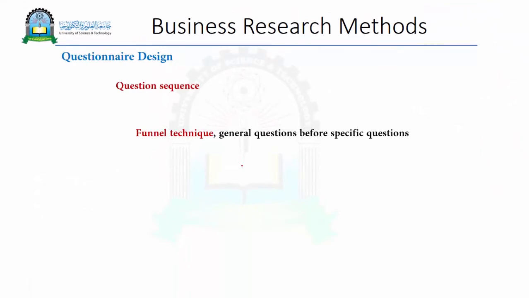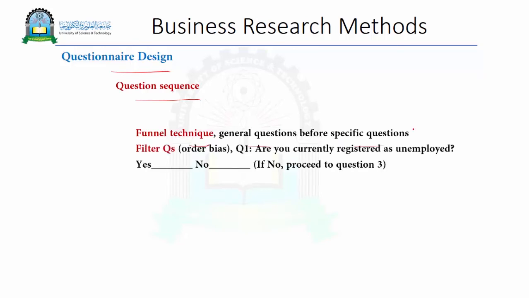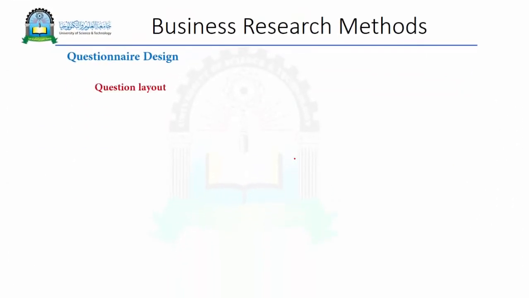Okay, so continuing with the questionnaire design and guidelines, the question sequence is very, very important to grab the attention of the respondents and make it easy to answer the questions. As I said, they are volunteers, so you need to encourage them to answer. The first one is the funnel technique: general questions before specific, easy before difficult. We have here two types. Filtering questions, what we call the order bias. Question number 1: are you currently registered as unemployed? Yes or no. If no, proceed to question number 3, so you save the time of the respondent.